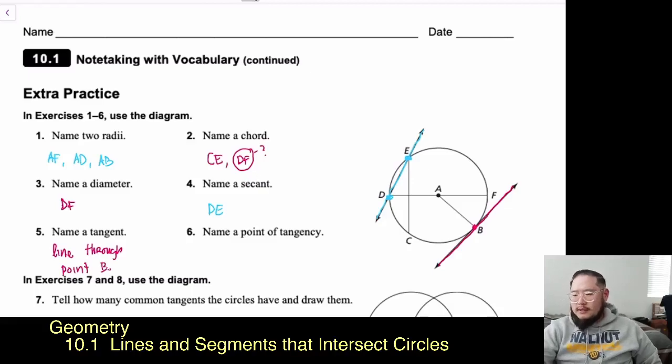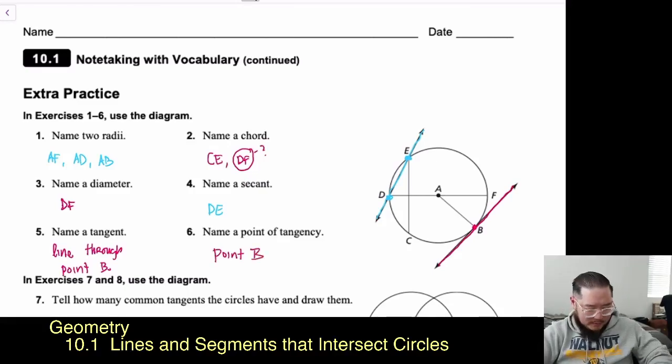6, name a point of tangency. Remember, that point is going to be where that tangent line intersects with the circle, and that would be point B right here. There's your name, a point of tangency. All right, let's go ahead and move along.